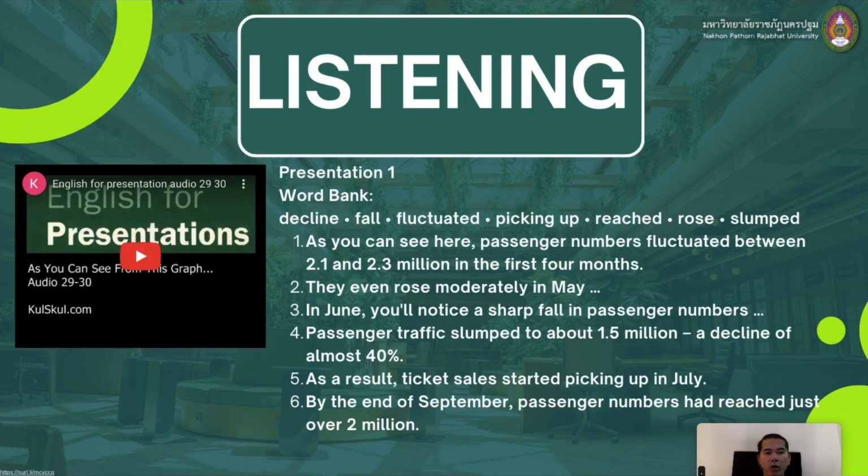Decline, fall, fluctuated, picking up, reach, rose, slumped. So number 1, the answer is fluctuated. Number 2, the answer is rose. Number 3, fall is the answer. Number 4 is slumped. And number 5 is picking up. Number 6 is reached is the answer. Good.